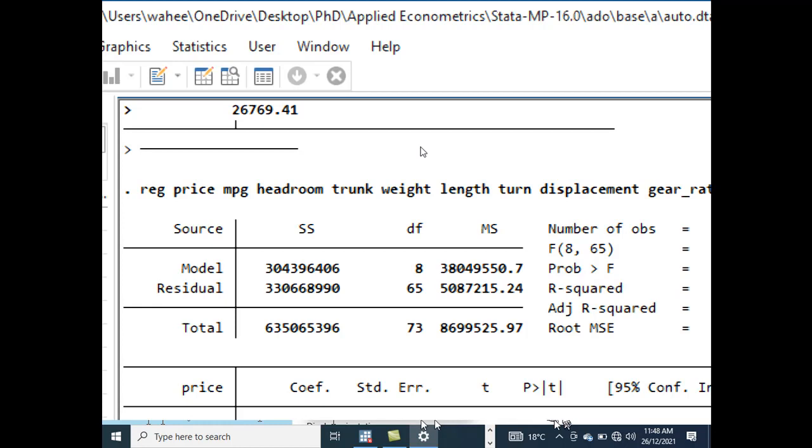So it is telling you that 48% of the total variations in price are due to these 8 explanatory variables that you have included in the model, MPG, headroom, up to gain ratio. These 8 variables together explain approximately 48% of the variations in the price of a car, which means the remaining 52% are because of other factors.